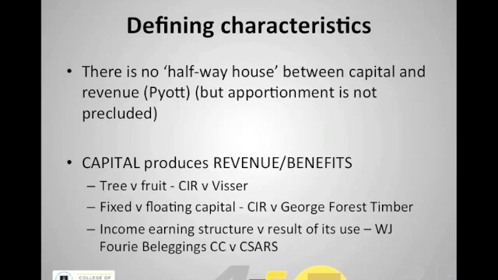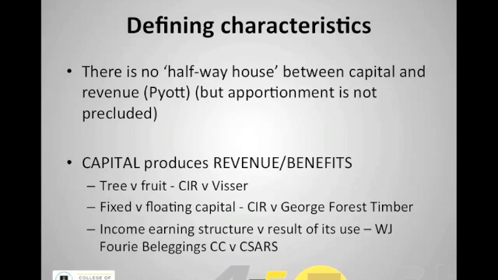In Pyatt, the court clarified that there's no halfway house between capital and revenue. An amount must be one or the other. It is, however, possible to say that a single amount received represents part capital and part revenue. There's two questions we now need to answer. First is, what is capital? How is it defined? And the second is, how do we determine whether something is capital or revenue in a particular context? So we'll begin with, what does capital mean?